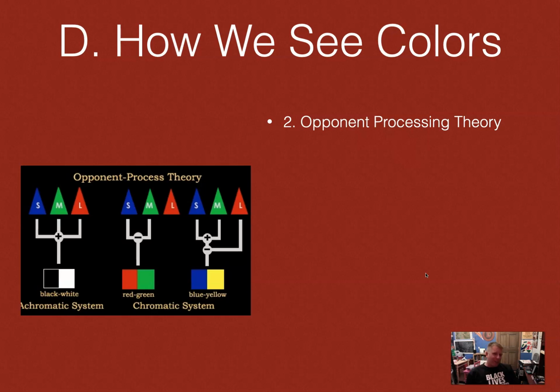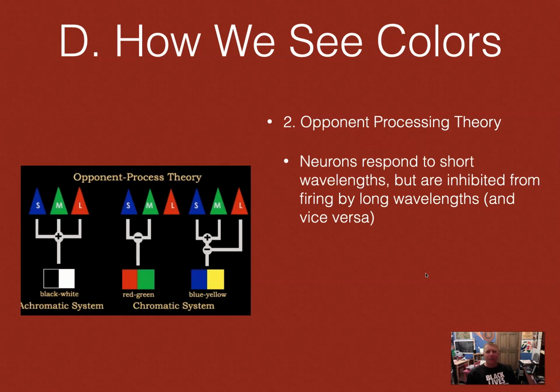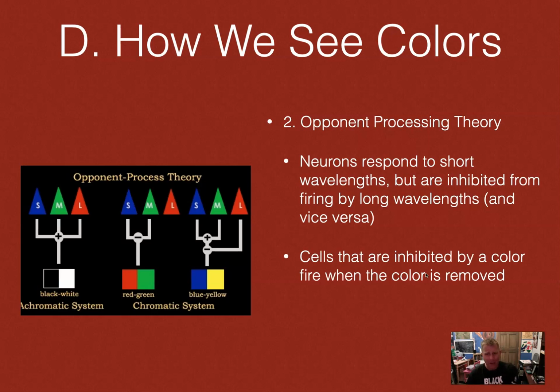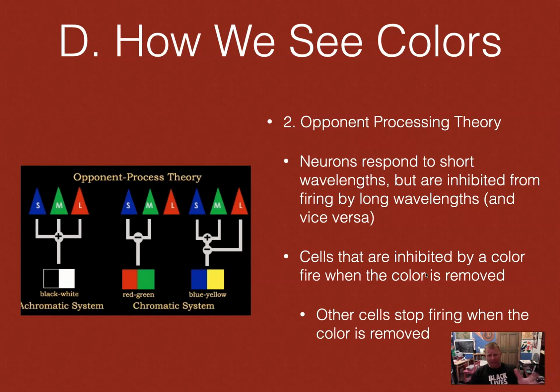So the other one is the opponent processing theory. The neurons respond to short wavelengths, but are inhibited from firing by long wavelengths and vice versa. To explain that in layman's terms, they're basically blocked. So when you remove the color, then the other side gets to fire. So when you see black, it stops the white from seeing. And when you release it, then the white gets to see. Other cells stop firing when the color is removed. And so this is why we will see negative after images.